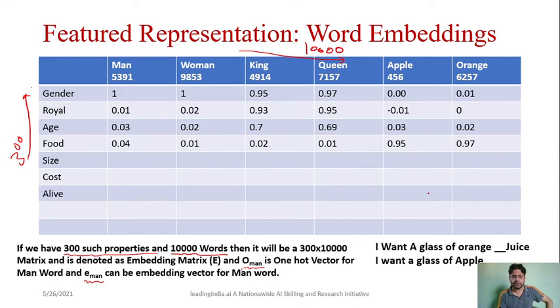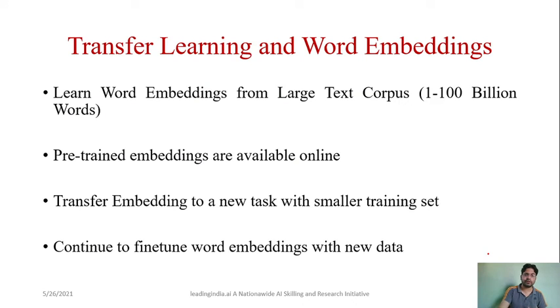So how is it useful? Suppose you have these two sentences, and here we have fill in the blanks. In one sentence it says, I want a glass of orange juice. Now in another sentence this place is missing. So automatically, once you look into the properties of orange and the properties of apple, then you can figure out what should be the next word. You can say juice will be the correct word. You will not figure out some other words. Right? So this is the beauty behind the word embedding.